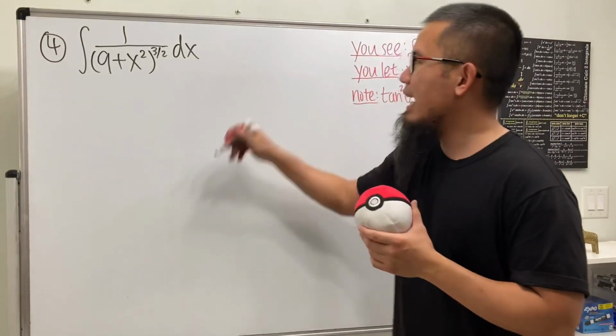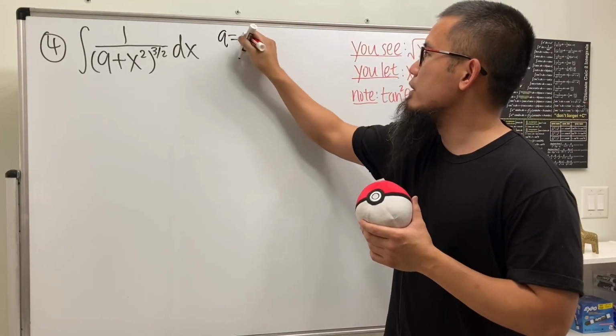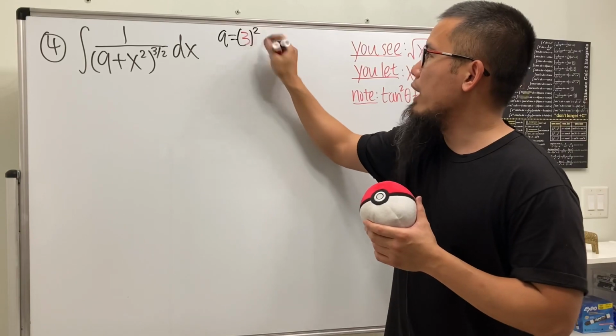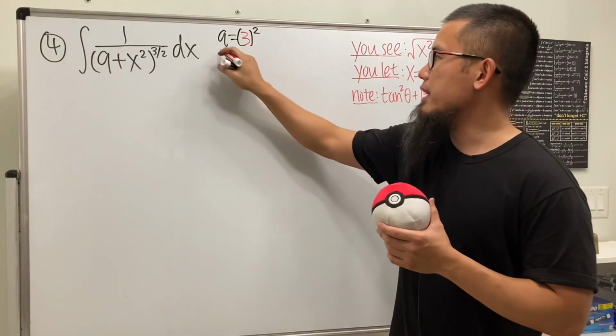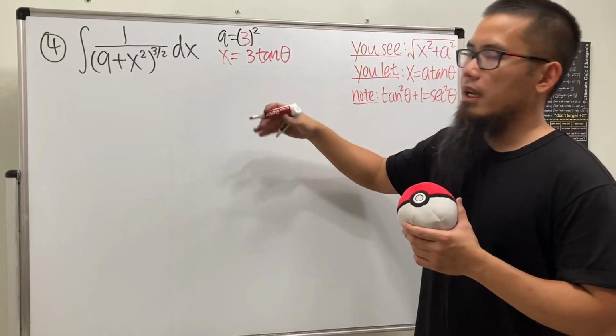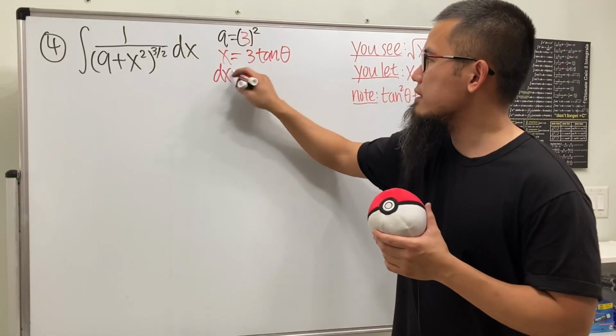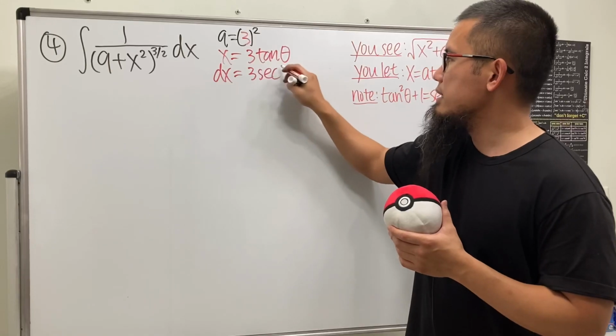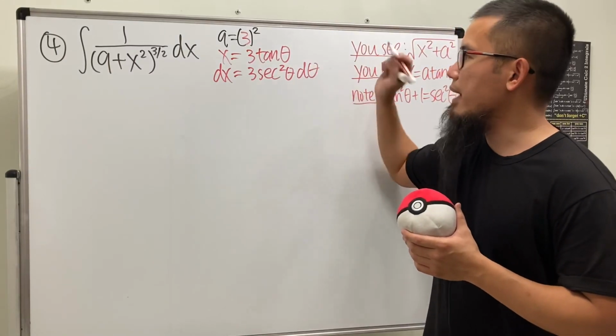Right here we see that 9 is the same as 3 squared, so a is equal to 3. And let's begin. Let x equal 3 times tangent theta. And then differentiate both sides, we get dx that's equal to 3 secant squared theta d theta.